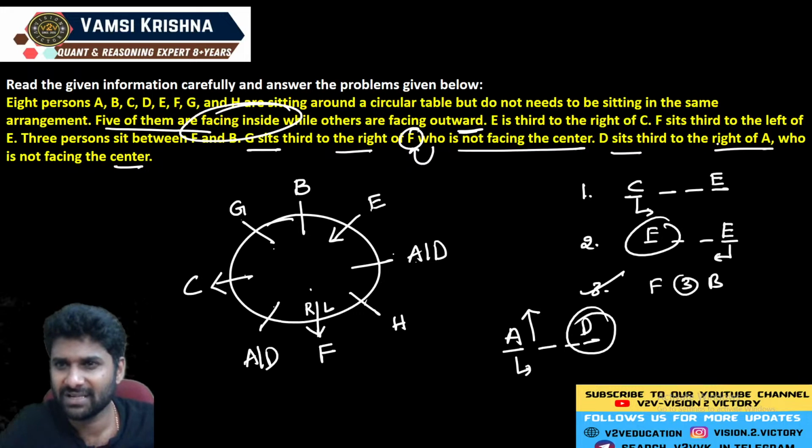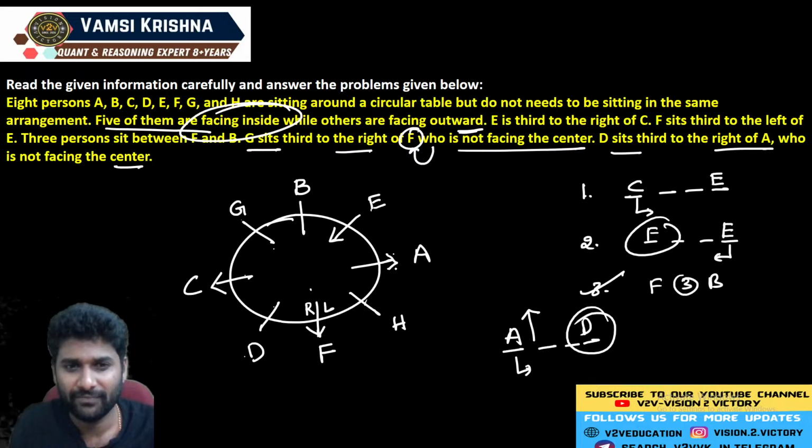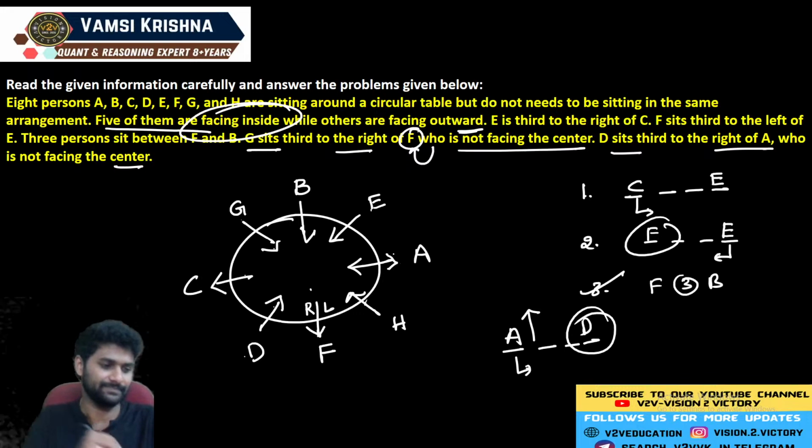They already mentioned that A is not facing the center. A is also facing outside. Guys, A is facing outside. If you place A outside, definitely you will get D here. Why? Because it's the right side. Now we get A, F, C outside. Definitely all other people are facing inside. Yes, we are done with this.